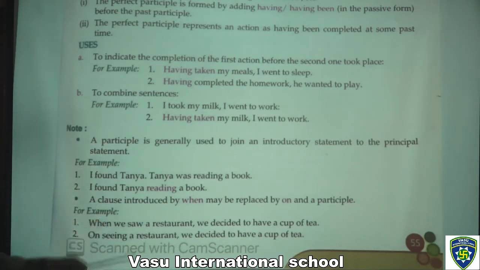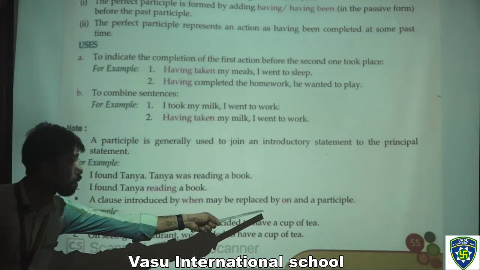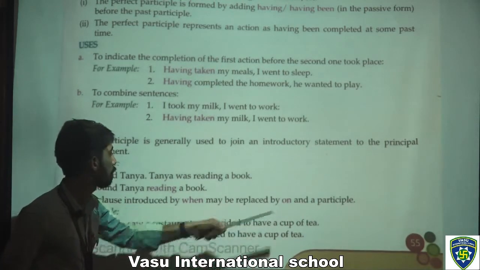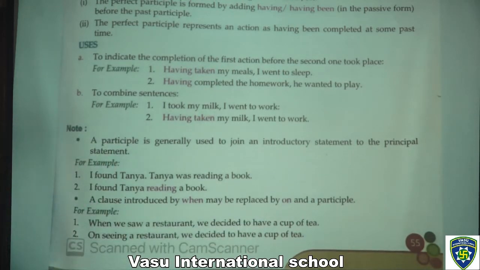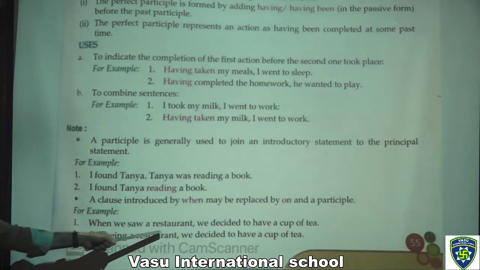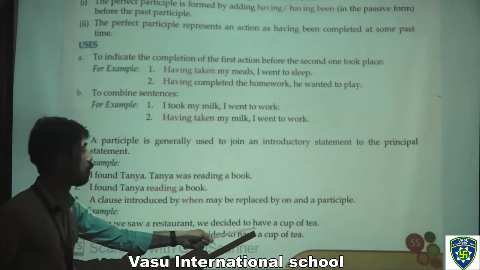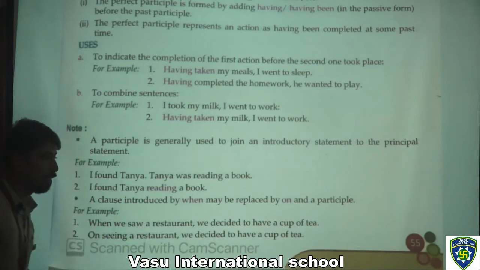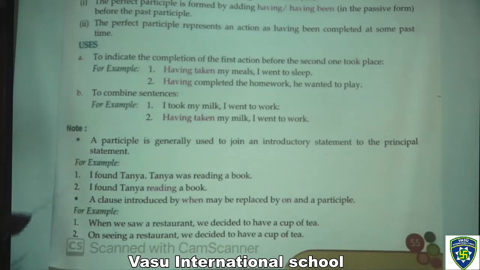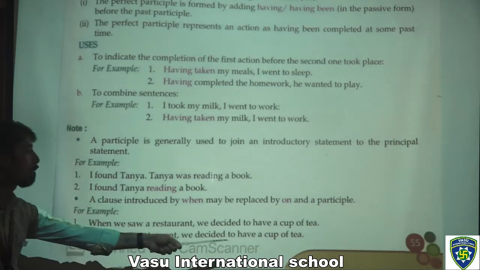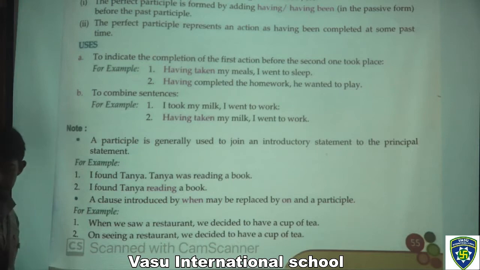A clause introduced by when may be replaced by on and a participle. For example, when we saw a restaurant, we decided to have a cup of tea. When you see a restaurant, you can go in and have a cup of tea or a cup of coffee, when you are going outside with your family. So like that only: on seeing a restaurant, we decided to have a cup of tea.